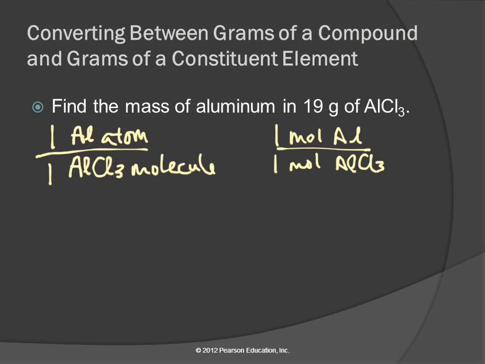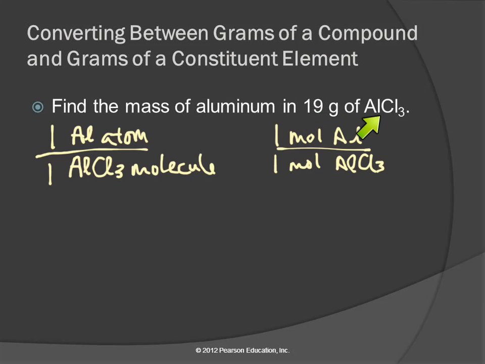It's like tricycles. If you have a dozen tricycles, how many dozen handlebars do you have? A dozen, because each tricycle has 1. Yeah, it's got 3 wheels, but we weren't talking about the wheels. So this is the tricycle, aluminum is the handlebars, and the chlorines are the wheels. So we've got this relationship of 1 mole of aluminum to 1 mole of aluminum chloride.